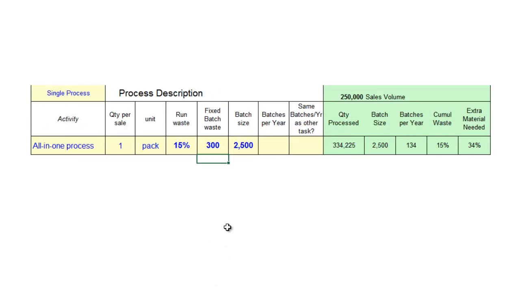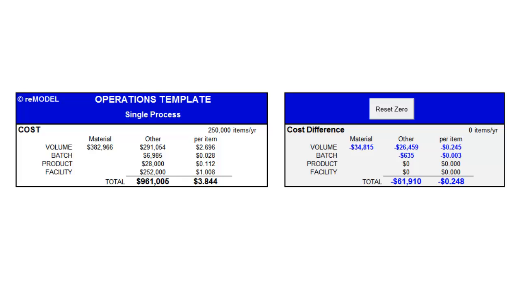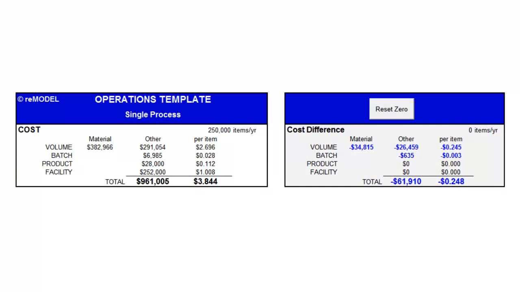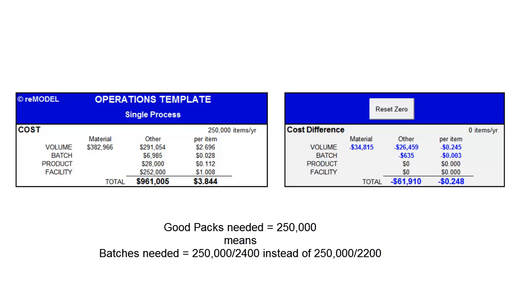Let's go to the process sheet. Let's change that fixed batch waste from 300 down to 100. This has the effect of reducing material cost, volume-related labor cost, and batch-related labor cost. The batch-related labor cost is the labor saved from fewer changeovers. That takes a bit of thinking about, but we said the batch size was 2,500 and that's fixed, which means that you get 2,400 good ones out of a batch instead of 2,200 good ones out of a batch. So fewer batches make the product that we need.